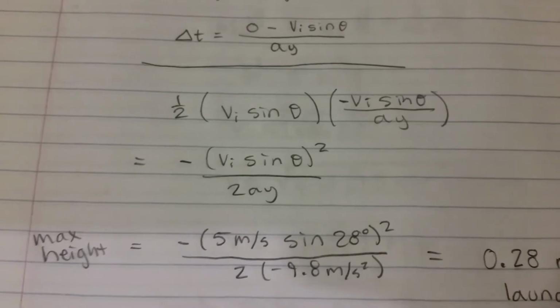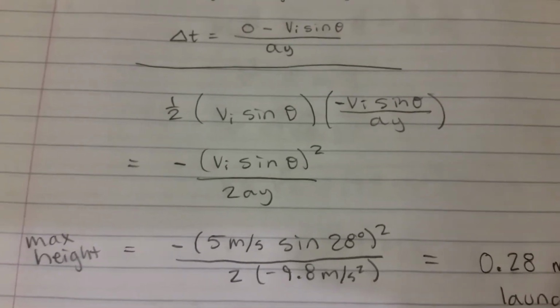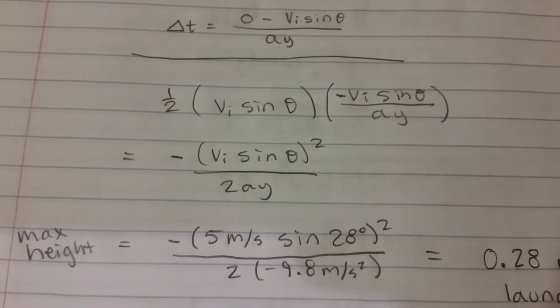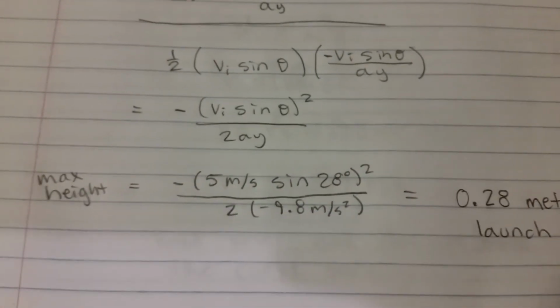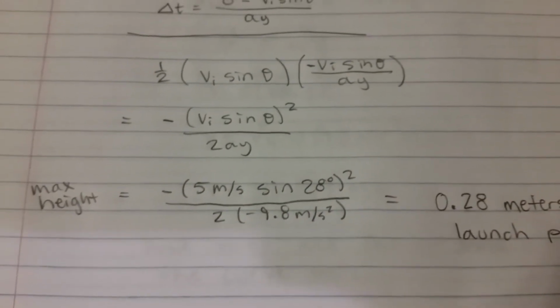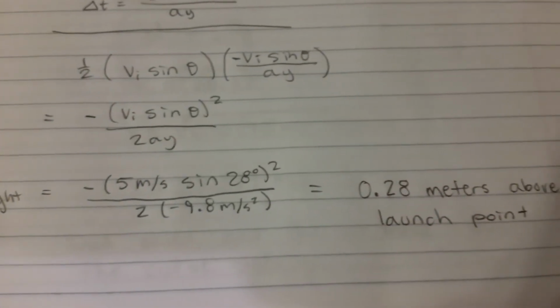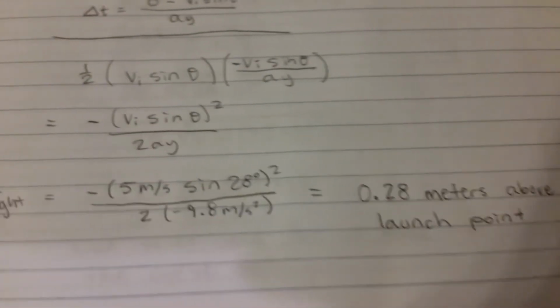And it gives us negative initial velocity sine theta squared over 2 times the acceleration in the y direction. So then we can solve for the max height, which gives us 0.28 meters above the launch point.